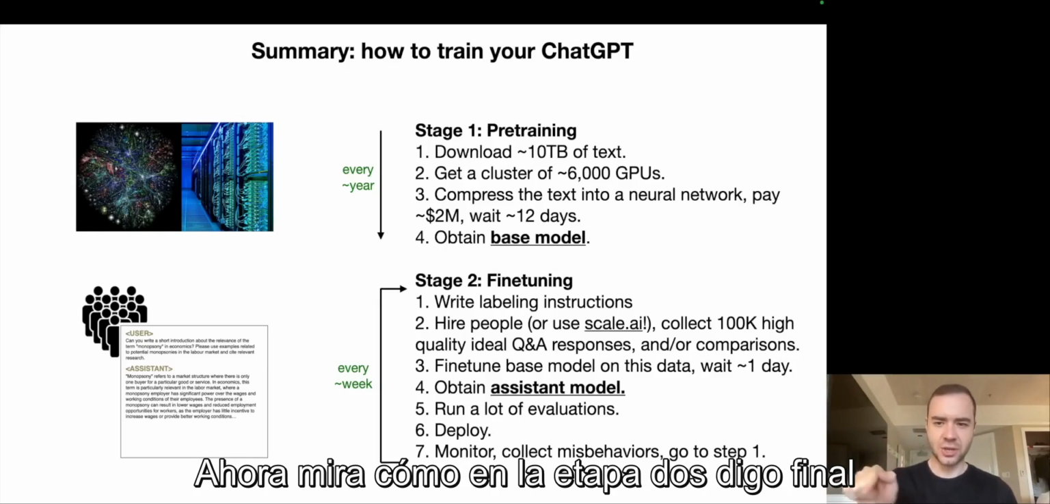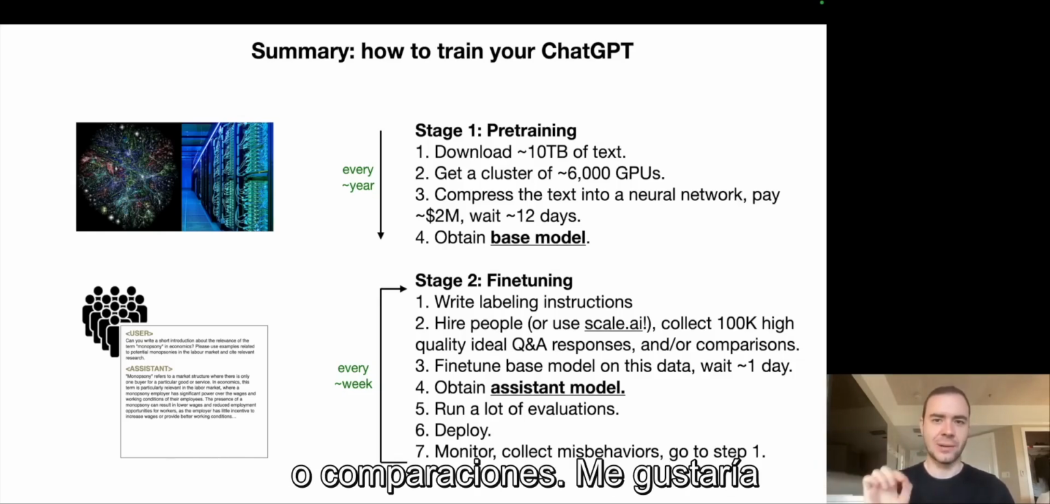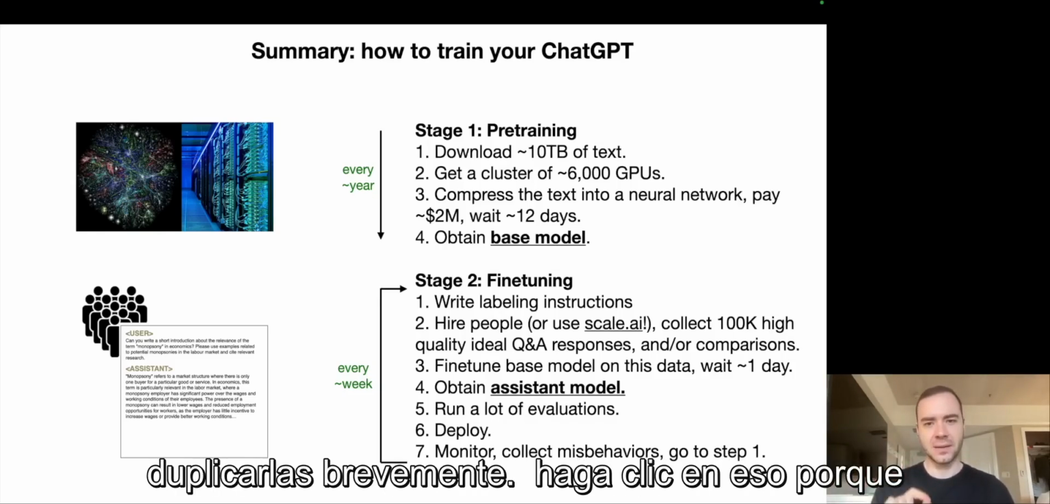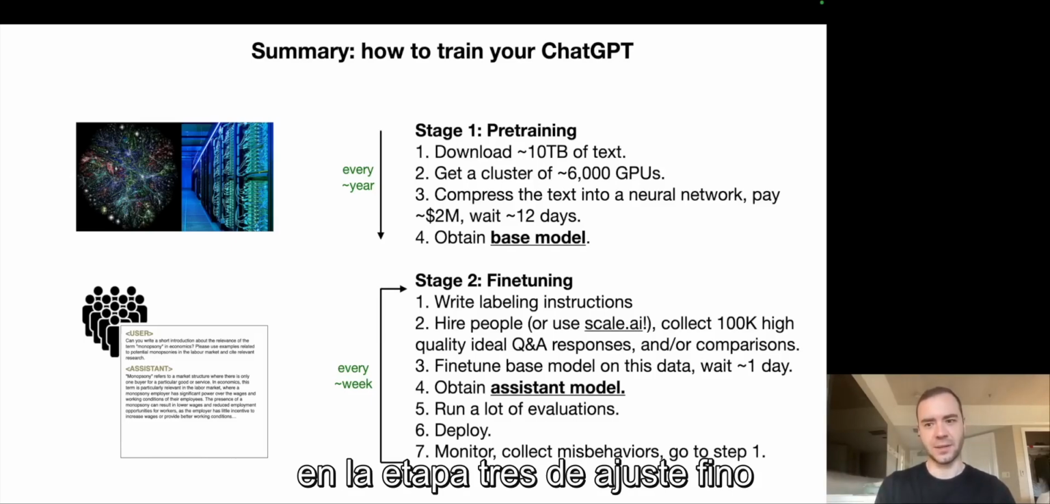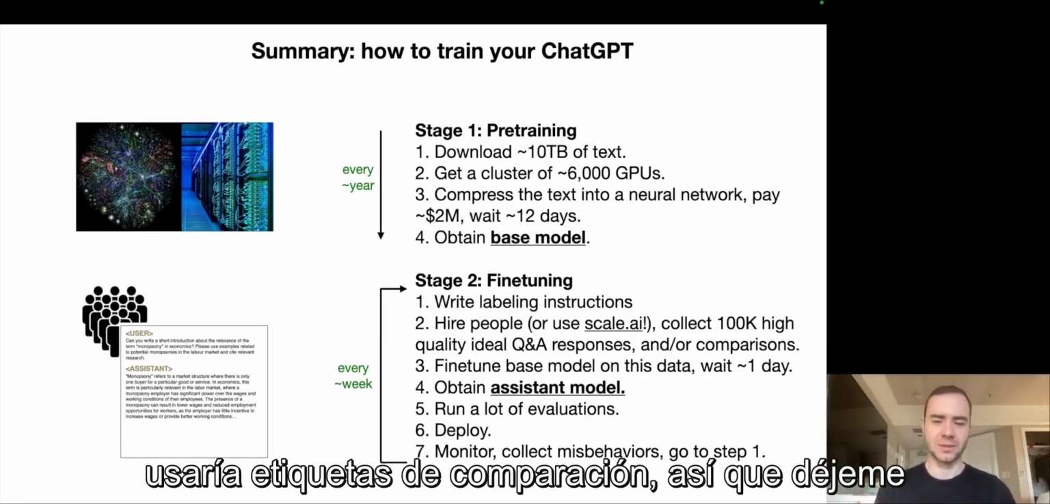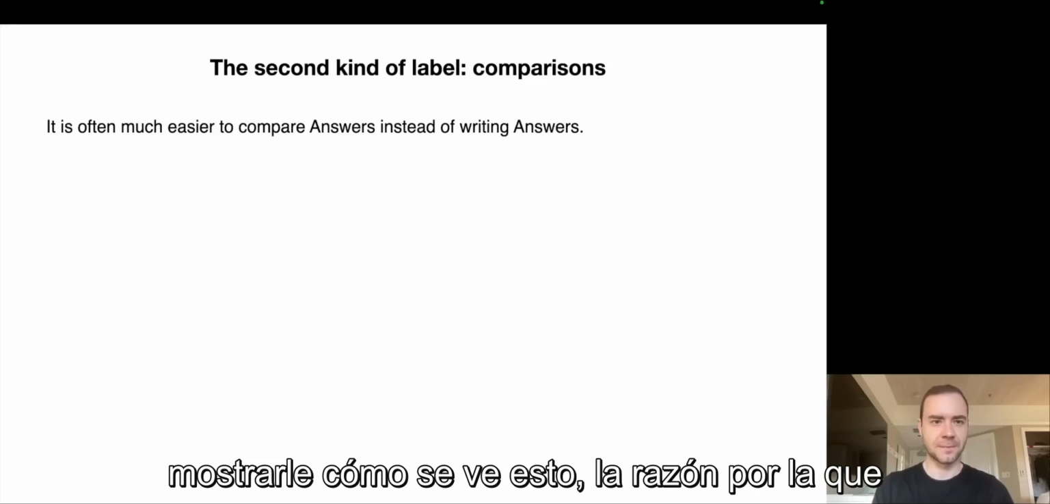Now see how in stage 2 I'm saying "and or comparisons"? I would like to briefly double click on that because there's also a stage 3 of fine-tuning that you can optionally go to or continue to. In stage 3 of fine-tuning, you would use comparison labels. So let me show you what this looks like.